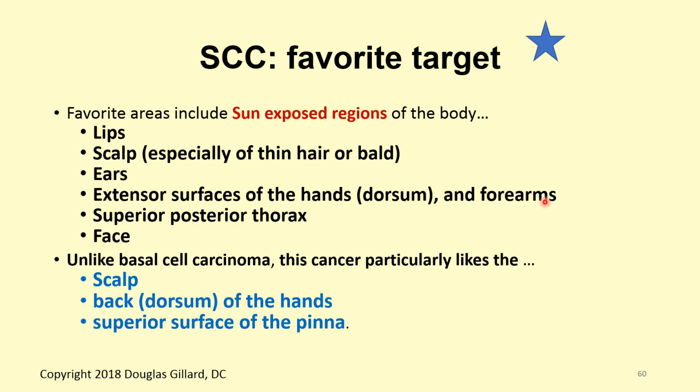Favorite target, likes the lips, the scalp, the ears. Anything where sun gets hit, sun-exposed regions, face. Basal cell carcinoma also likes sun-exposed areas, but for whatever reason, basal cell doesn't hit the scalp and the dorsum of the hands and the top, the pinna, the rim of the ear. Squamous cell carcinoma loves the scalp, the dorsum of the hands, and the superior surface of the ear.